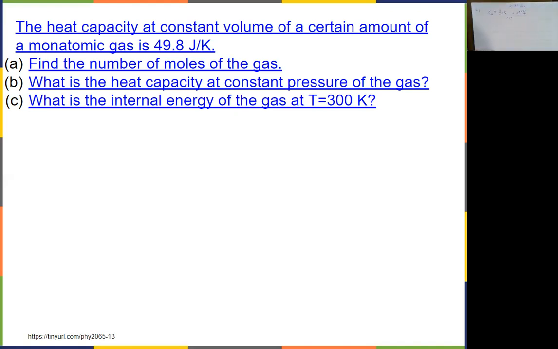That's part A. Part B is asking you what's the heat capacity at constant pressure of the gas. Okay, so for B, you're looking for Cp. You know that Cp should be equal to Cv plus nR. All right. And C is asking you what's the internal energy at 300 K. So 3/2 of nRT.